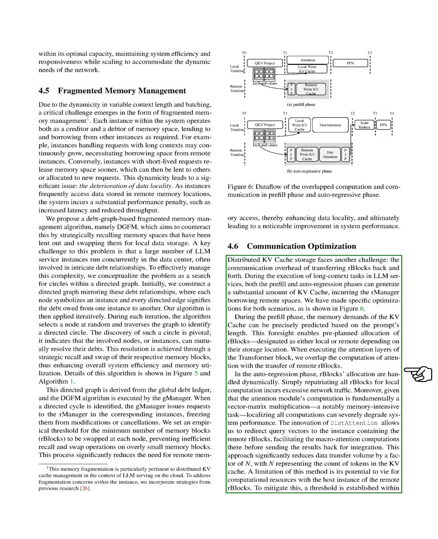When executing the attention layers of the transformer block, we overlap the computation of attention with the transfer of remote memory blocks. In the auto-regression phase, memory blocks are allocated dynamically. If we were to bring all memory blocks back for local computation, it would cause too much network traffic. Also, because the attention module's computation is a memory-intensive task, localizing all computations can severely degrade system performance.